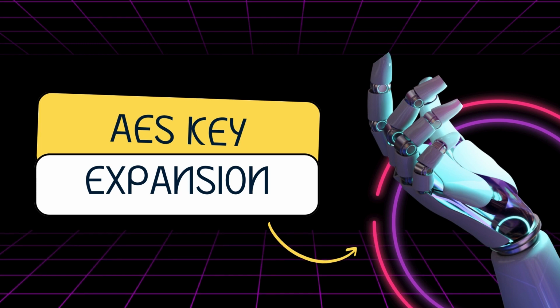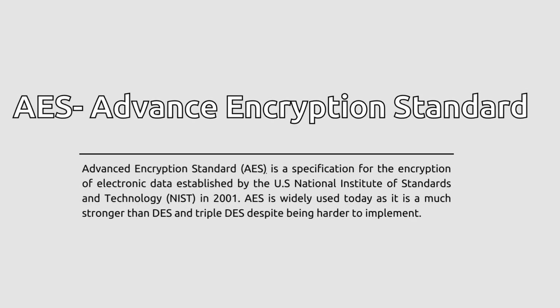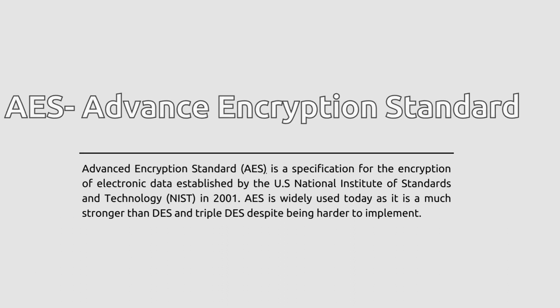Today we are diving deep into the world of cryptography, specifically focusing on a crucial aspect of the Advanced Encryption Standard, or AES key expansion. Before we jump into the key expansion, let's see what AES is. It is a widely used symmetric encryption algorithm that secures sensitive information. AES works by using a secret key to scramble data and then unscramble it back with the same key. It was established by the US National Institute of Standards and Technology, NIST, in 2001.